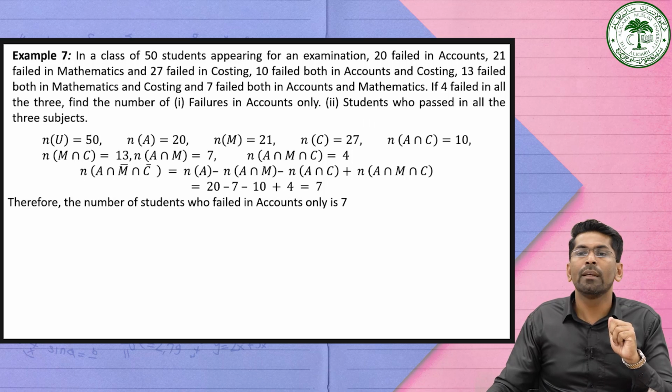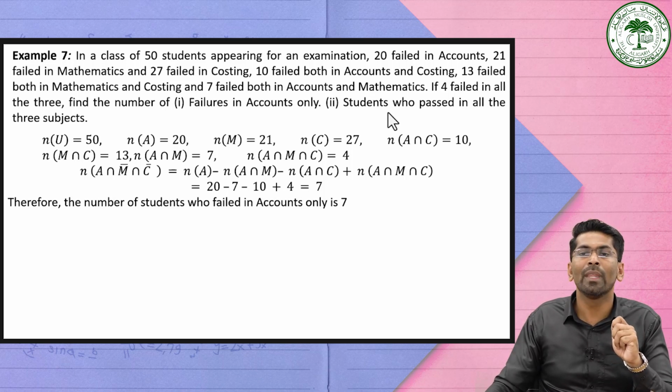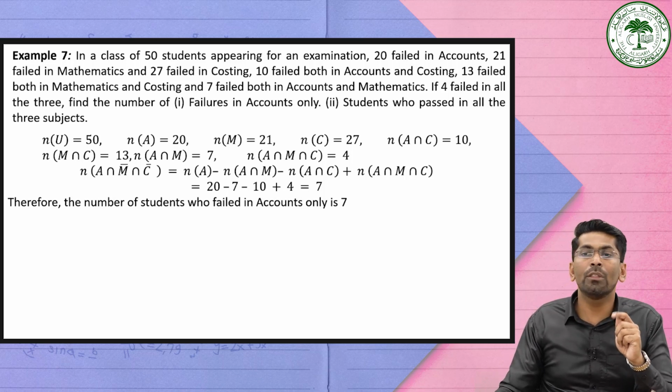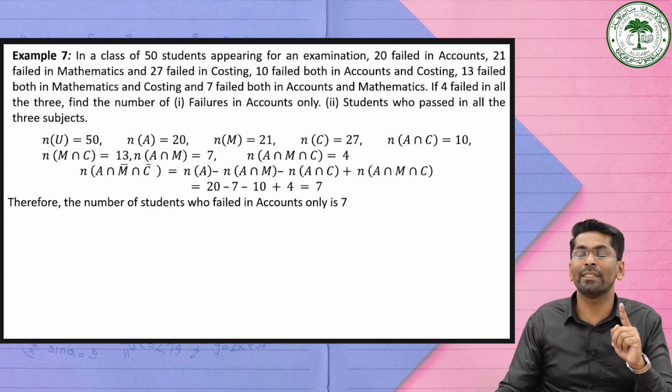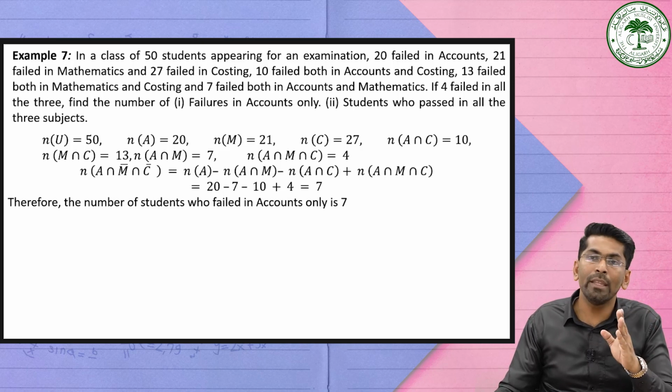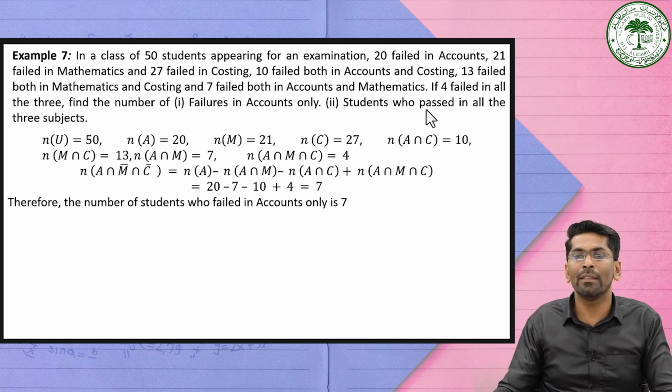Now the second question is the number of students who passed in all the three subjects. But the information given here is the number of students who failed in various subjects, while the question asks for the students passing all three subjects. Therefore, first we have to find the total number of students who failed in any subject. That means we have to find the union of the three sets. After that, we will find the complement so that we get the number of students who passed in all the three subjects.